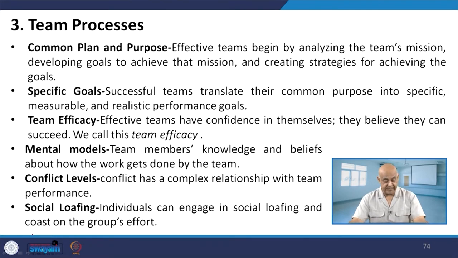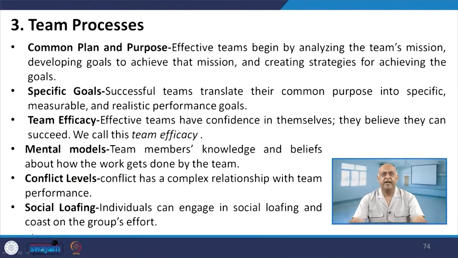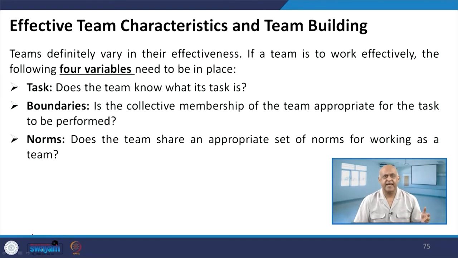Now, as far as team efficacy is concerned, an effective team has confidence in themselves. They believe they can succeed; we call this team efficacy. Mental models are the team members' knowledge and beliefs about how the work gets done by the team. Whenever these mental models are working, the effectiveness of the team performance can be controlled and directed. Conflict levels have a complex relationship with team performance, and social loafing is a cost on the group's effort. Therefore, in team processes this becomes very, very important: that the people like themselves.